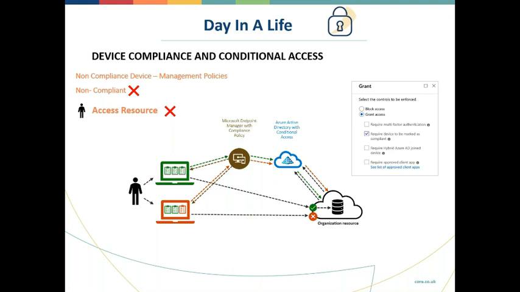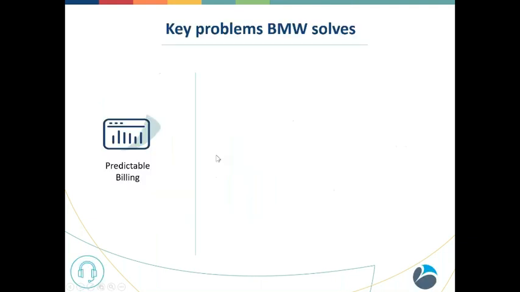So BMW really achieves this in a number of ways. Firstly, the implementation and ongoing management of the device itself and of the policy of the device. And then secondly, the implementation and ongoing management of the conditional access policies. And it's very important that we look at device and conditional access in one scenario.